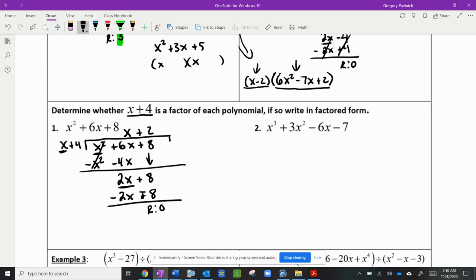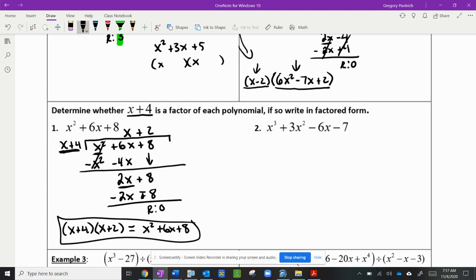So now I know x plus 4, what I was dividing by, times x plus 2, are going to multiply back together to get x squared plus 6x plus 8, which we could have factored on our own. But sometimes looking at an easy problem that we already know factors and showing it through division is a lot easier to maybe wrap the brain around what we're doing. Because definitely on that one, we wouldn't divide, we would just factor.